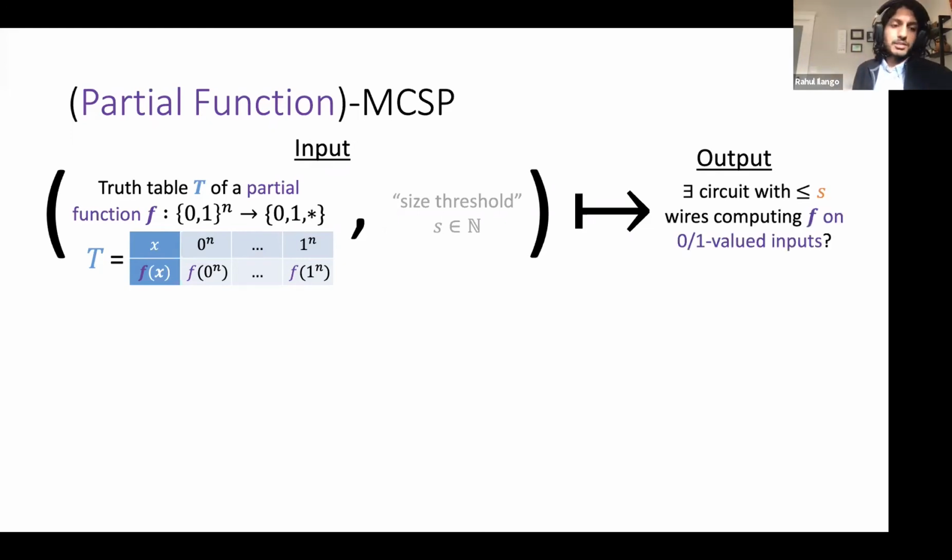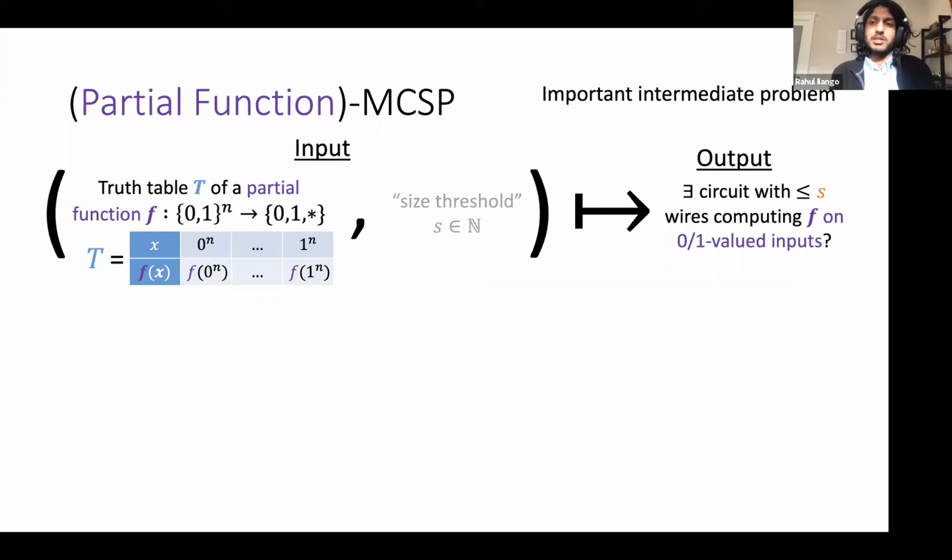And now the output is: can you compute this function with a circuit, AND, OR, NOT, fan-in two, the usual type of circuits, with at most s wires, where you only care about the inputs on which the function is defined. And kind of interestingly, this has been historically an important intermediate problem.